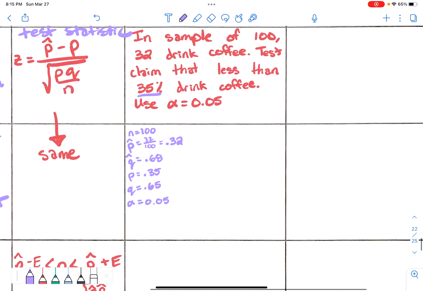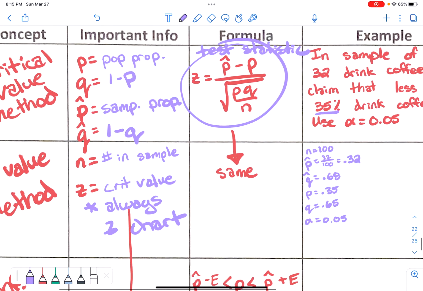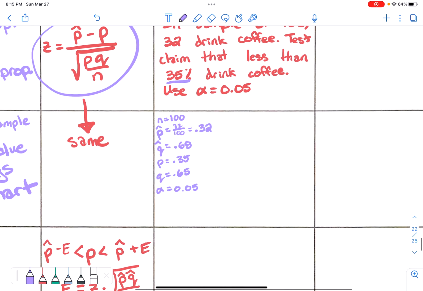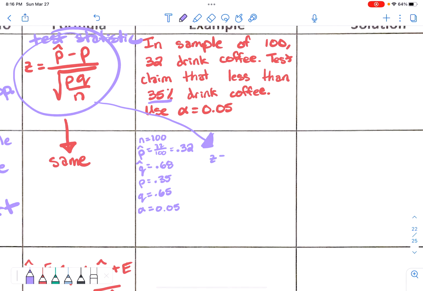Okay, so because the test statistic Z is used for both of these methods right here, I'm going to calculate the test statistic down over here. Let's fill it out though. Z equals, we also need to figure out what our critical value Z is, not the Z that we're calculating for the test statistic, but the critical value Z. We'll do that with the chart here in a second.